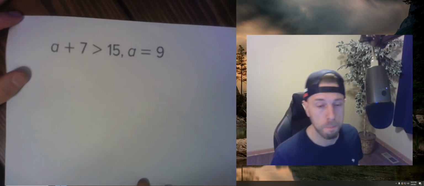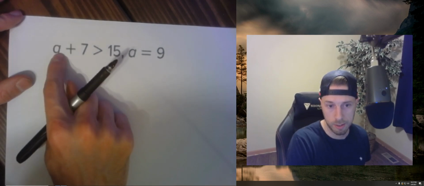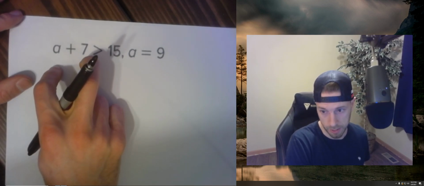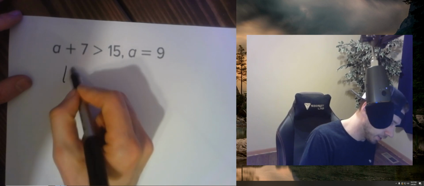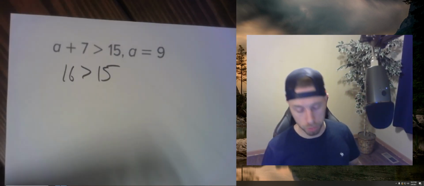Last example here. Here's your inequality. Tell me if that's a solution. 9 plus 7 is 16. So if you plug 9 in here, you get 16 is greater than 15. And is that a true statement? Absolutely, it's a true statement.